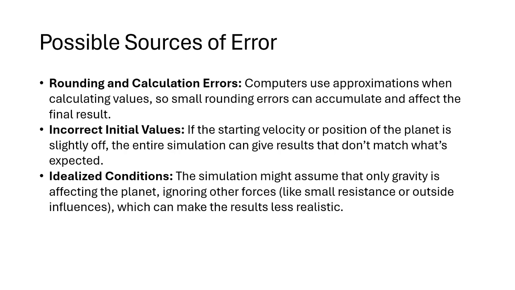For the possible sources of error, there might be rounding and calculation errors because Python only counts to like 64 bits after the decimal point. There might be incorrect initial values, and that's because it was found through trial and error, so they might be slightly off. And also there are idealized conditions, so it's assuming that only gravity is affecting the planet, but that's not true in the real world.